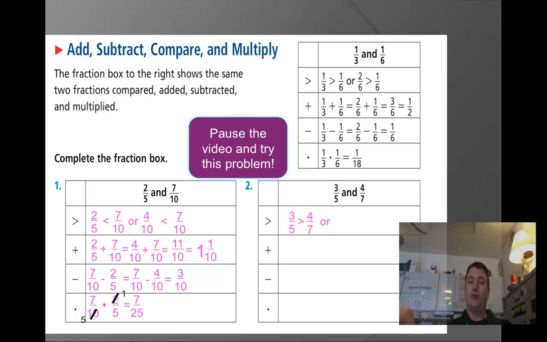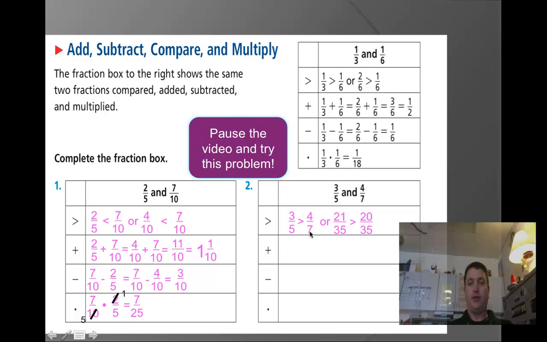This might be one of those ones where you'd have to do the second part first, where you have to figure out what the common denominator is, in this case 35, in order for you to figure out which one was bigger. And then come back in and fill this out. So 21/35 is greater than 20/35.